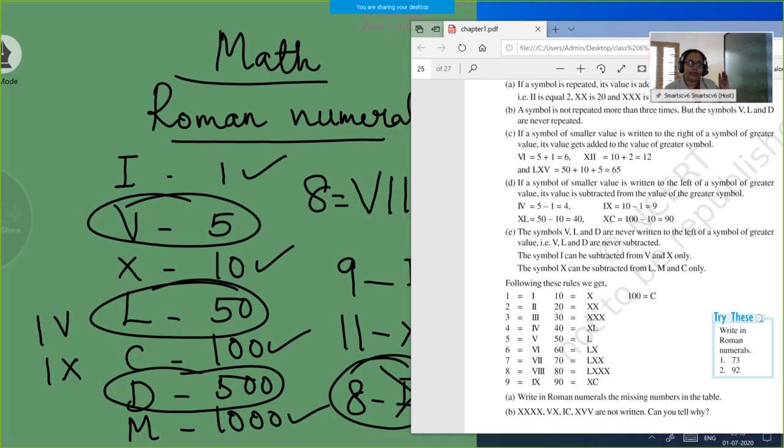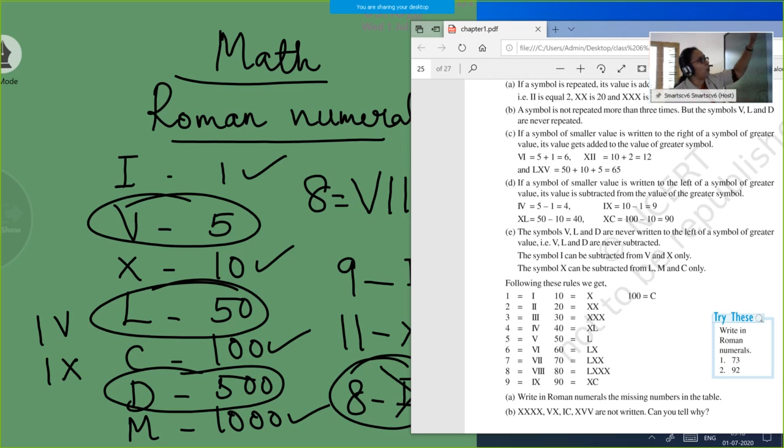Listen children, in the exam they ask Roman numerals up to 100 only, because in common daily life we are using Roman numerals up to 100 only. More than that nobody is using. In our Indian system we are not at all using above 100. Only up to 100 Roman numerals we use in daily life. So that much only will come for the exam. So prepare only that much.